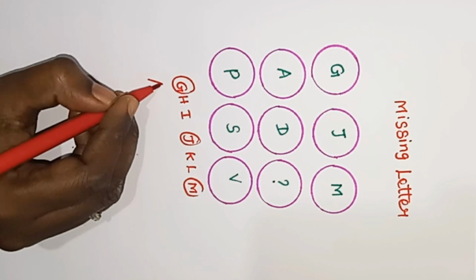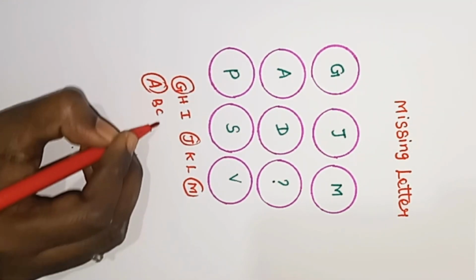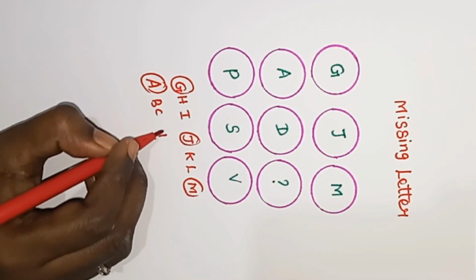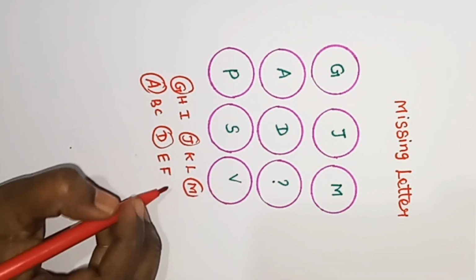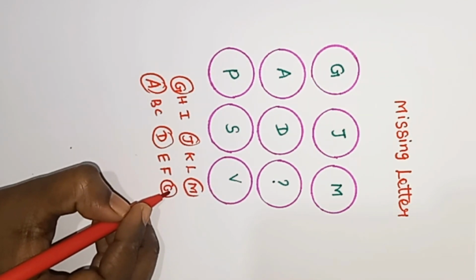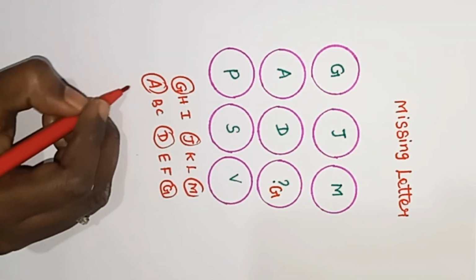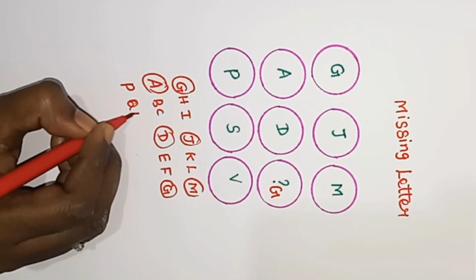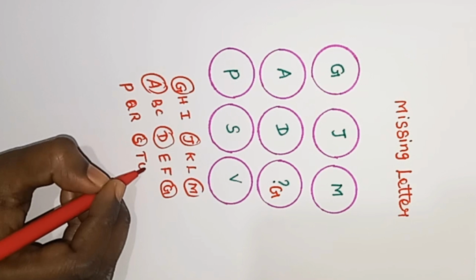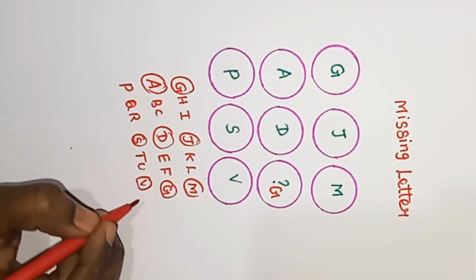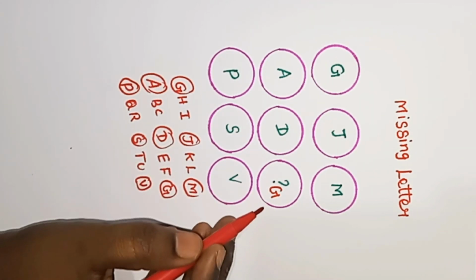So the same, right from A, B, C skipped, A, B, C, D, E, F, and then G. So the right answer is G. Here P, Q, R, S, T, U, V. So the answer is G.